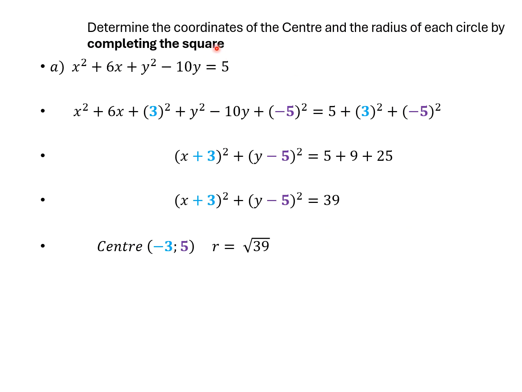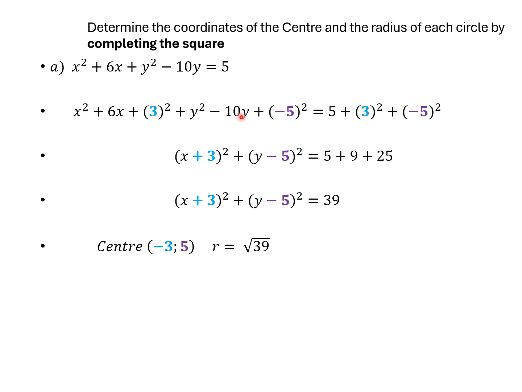Determine the coordinates of the center and the radius of each circle by completing the square. Given to us is x squared plus 6x, and we have y squared minus 10y equal 5. I have to create a perfect square for x squared and 6x so I can factorize, same for y squared minus 10y. Process relatively simple. What is half of 6? 3, because 3 plus 3 gives me 6. So therefore we write plus 3 squared.